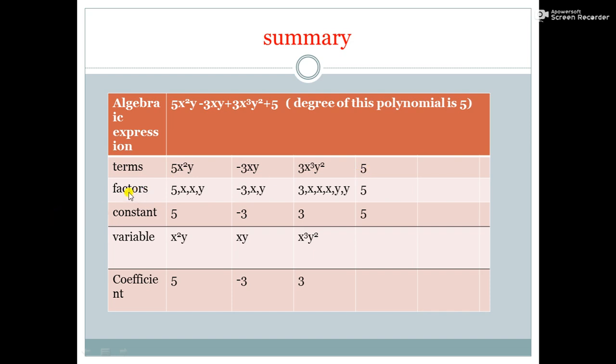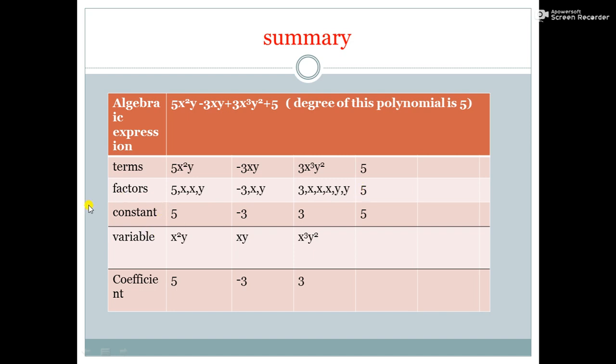And factors of this 5x square y are 5, x, x and y. And factors of minus 3xy are minus 3, x and y. And factors of 3x cube y square are 3, x, x, x, y, y. And factors of 5 are 5.